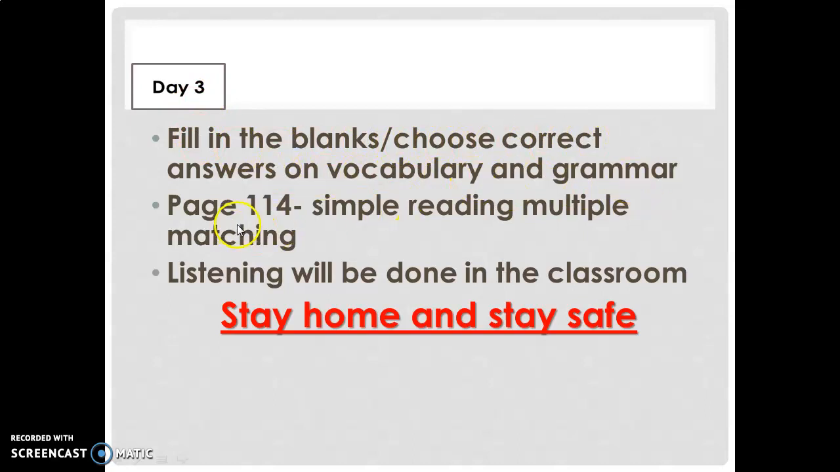And page 114 is just a simple reading, multiple matching. There are 4 sentences there, and you just have to read them and answer the multiple matching. And then the listening will be done in the classroom.